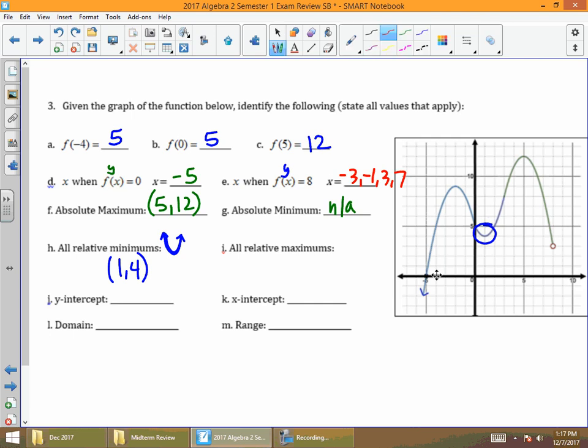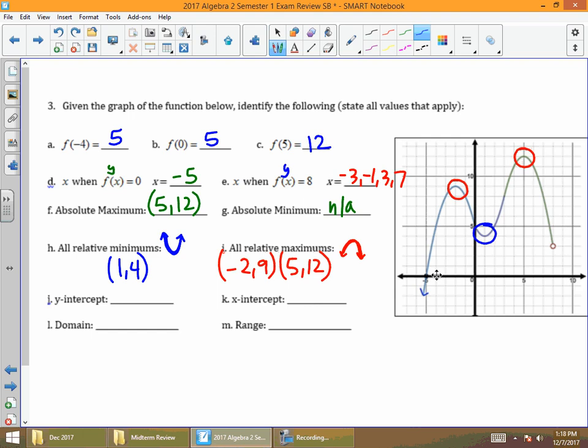Relative maximums, I always think they look like the top of a hill or a peak. So if you trace along your graph, we have one here. So at -2, 1, 2, 3, 4, 5, 6, 7, 8, 9. And if we keep tracing, we have another one here at 5, 12. So as you can see, sometimes a relative maximum can also end up being your absolute maximum. It doesn't happen all the time, but it is a possibility.